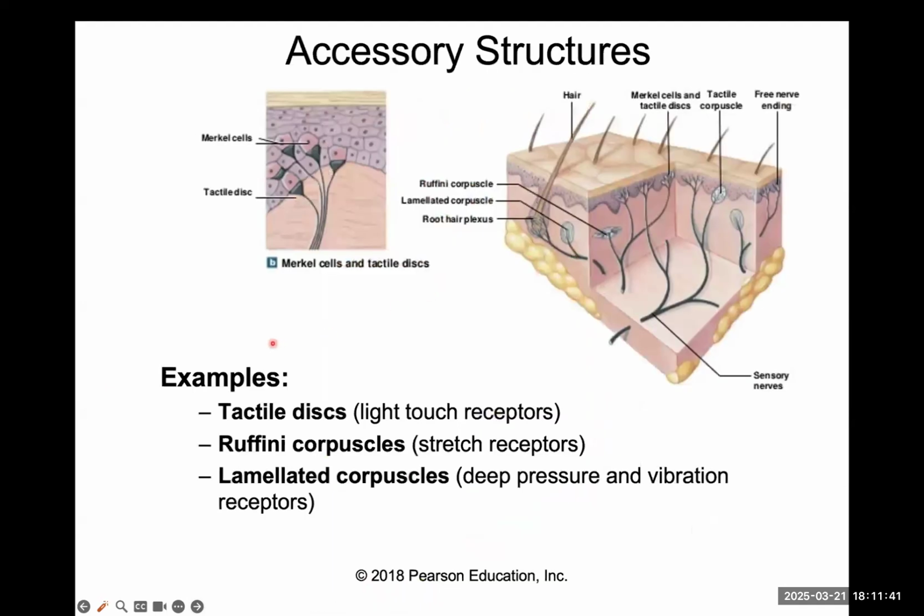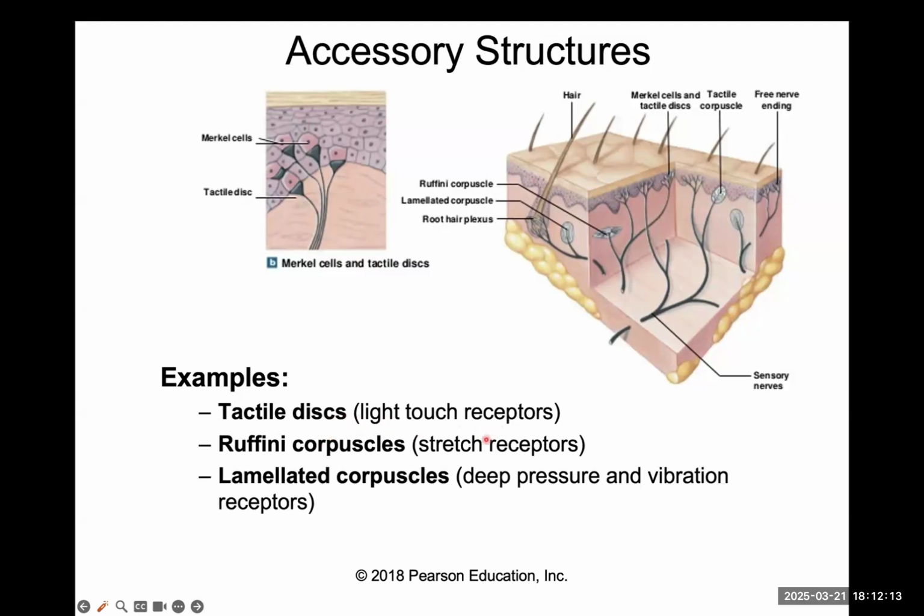So let's talk about some of these in a little bit more detail. For example, here you have nerve endings. The first ones are called tactile discs. These are light touch receptors, and they're also known as Merkel discs. Merkel, M-E-R-K-E-L. So I'm going to basically use these two terms interchangeably. So you have to make sure you know both of these.